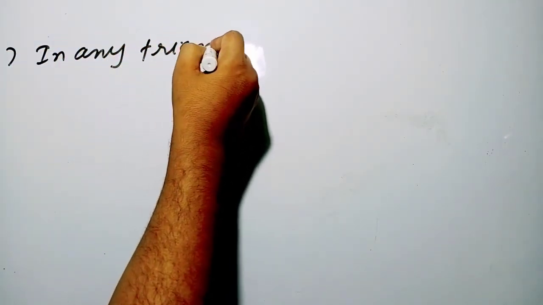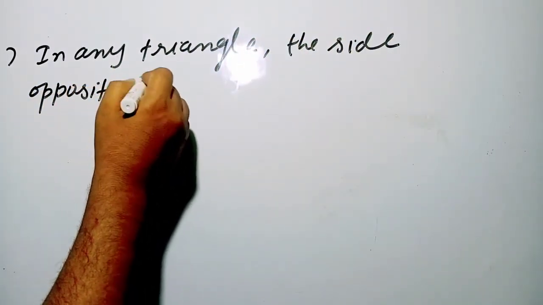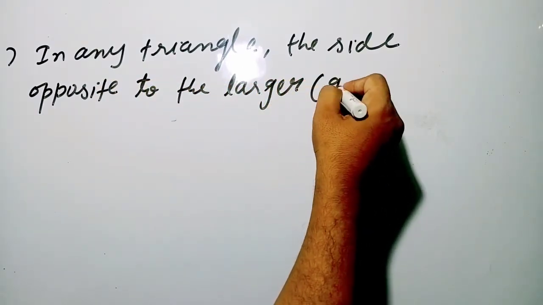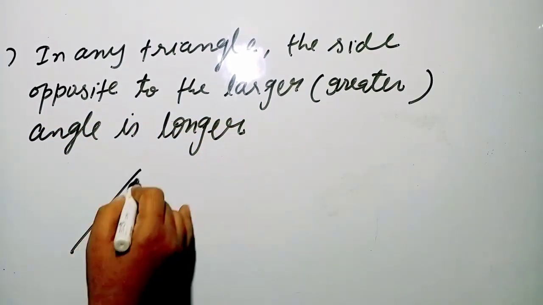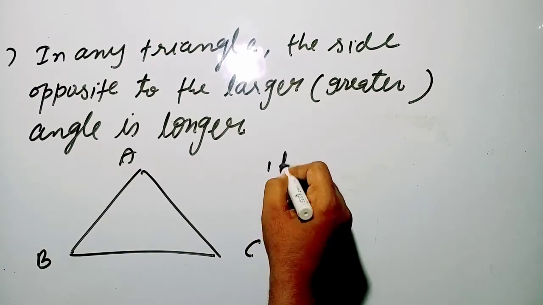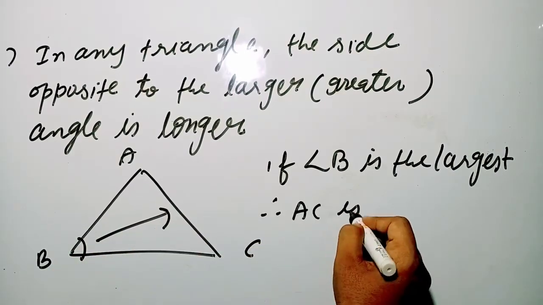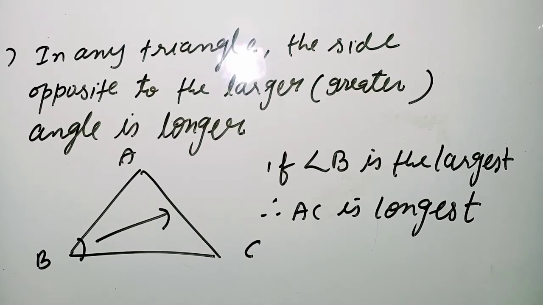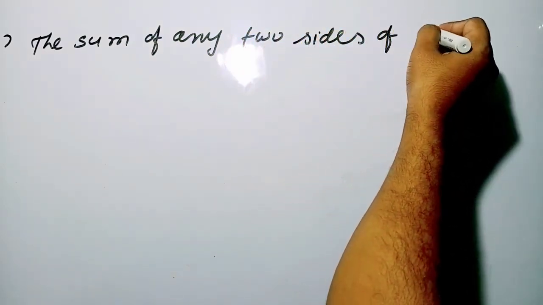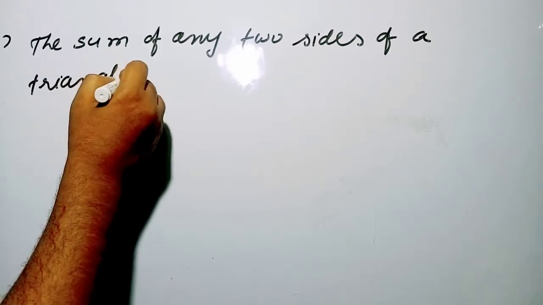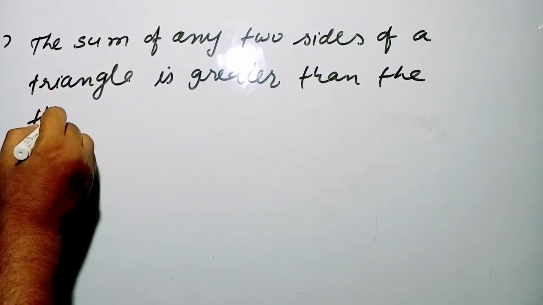The next is: in any triangle, the side opposite to the greater angle is the longest side, right? This is the converse of the first. So if angle B is largest, then AC will be the longest side. Okay students? Now the next: the sum of any two sides of a triangle is greater than the third side.